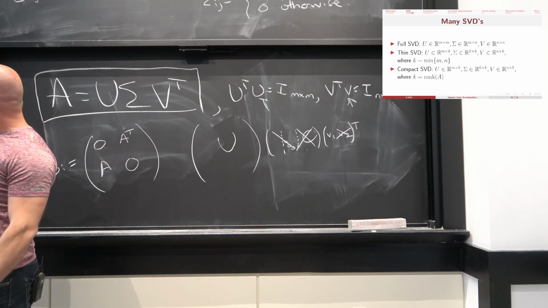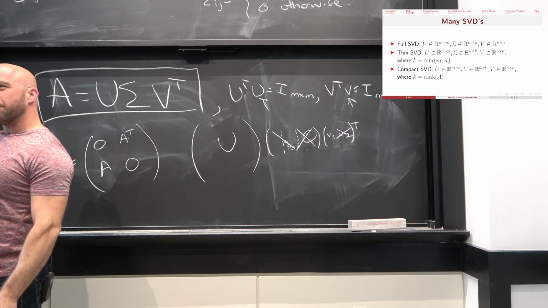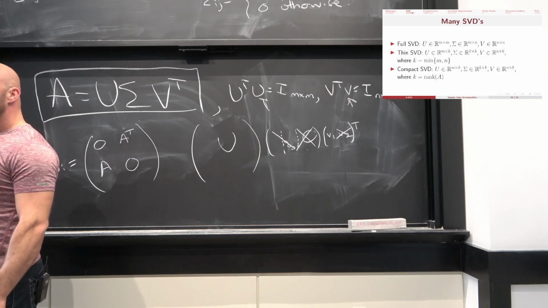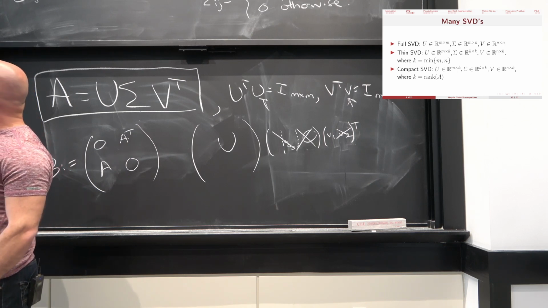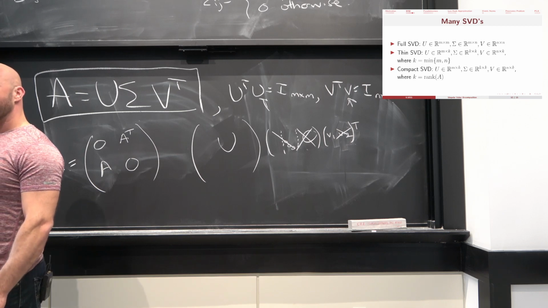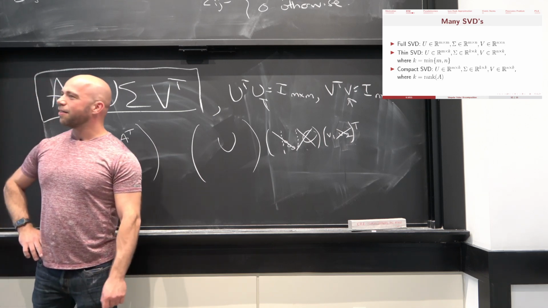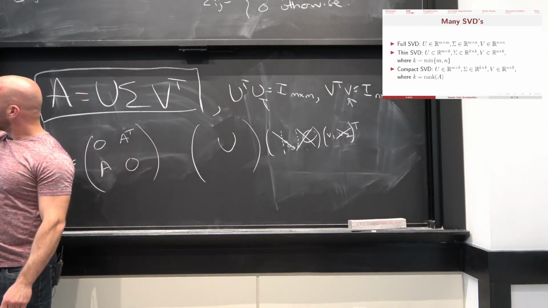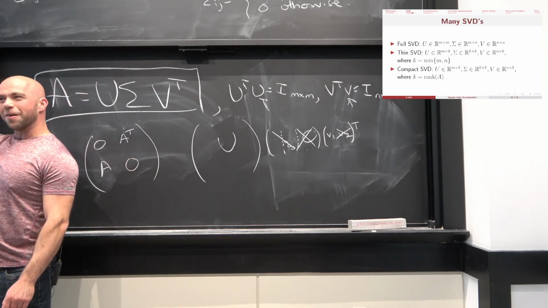And then there's the very compact SVD, where we additionally remove anything that's a 0 eigenvalue. Does that make sense? These are all valid factorizations of our matrix A. They just have different sizes. Notice in all of these cases, the columns of U and V are orthonormal.